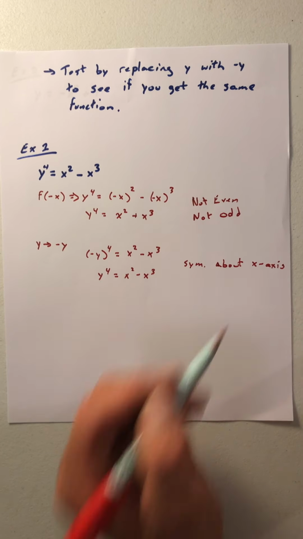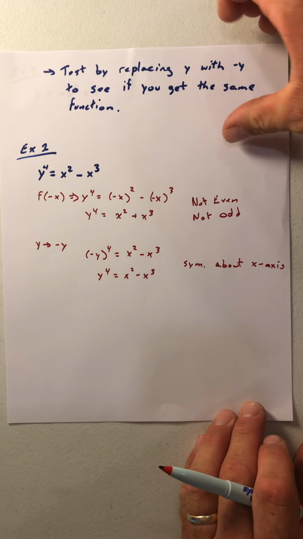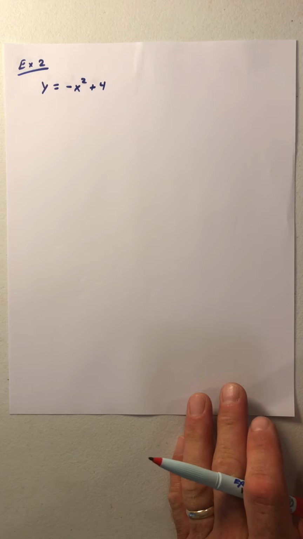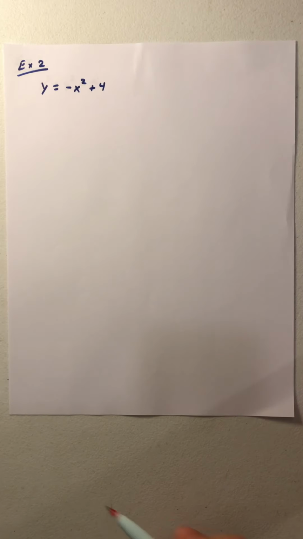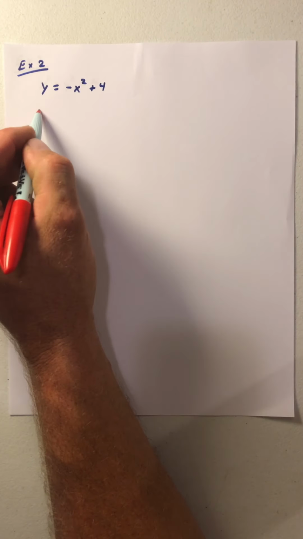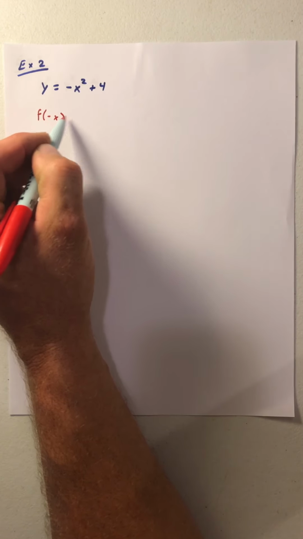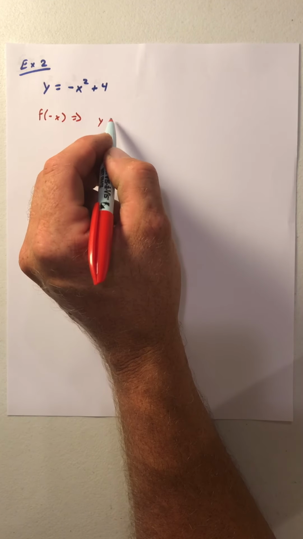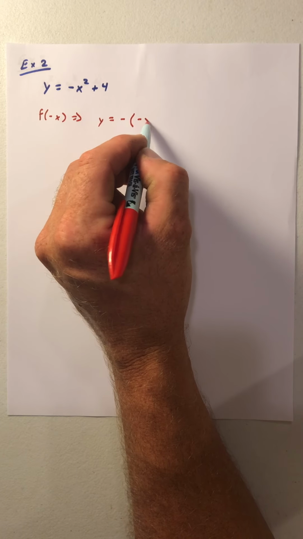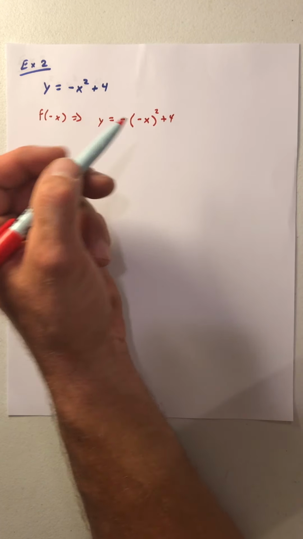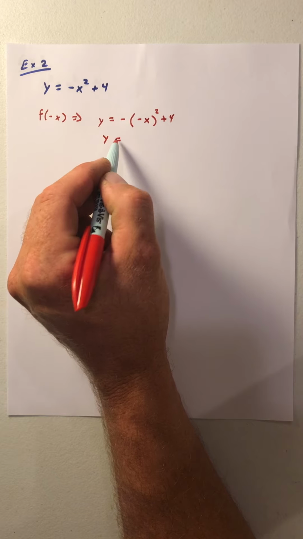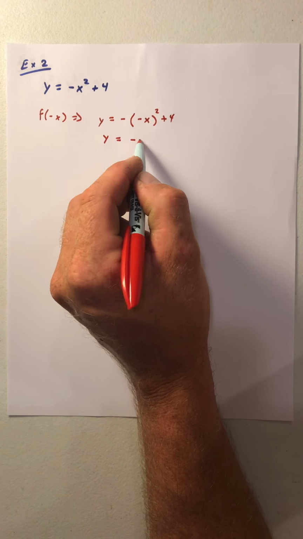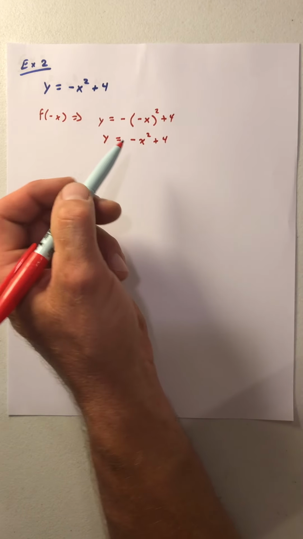And that's the only symmetry we're going to have with this example. So we're going into example number 2. Y equals the negative of x squared plus 4. Again, we can find f of negative x. So y is going to equal the negative of negative x squared plus 4. Negative x squared is simply x squared, so we have the negative of x squared plus 4.